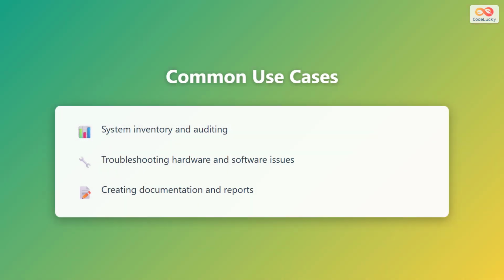Get-ComputerInfo has several practical use cases in real-world scenarios. It's perfect for system inventory and auditing when you need to document all computers in your organization. It's invaluable for troubleshooting hardware and software issues because it gives you complete system details in seconds. It's also excellent for creating documentation and reports, allowing you to quickly gather and format system information for stakeholders or compliance requirements.